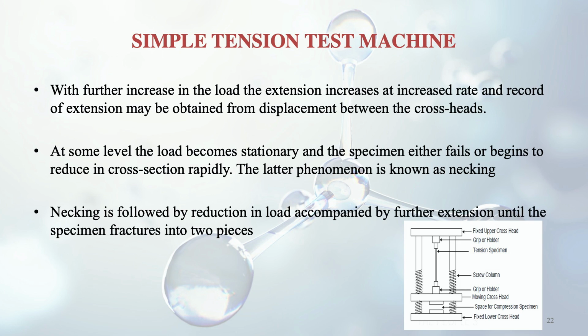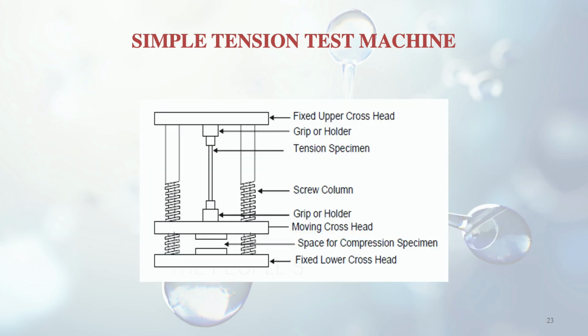At some level, the load becomes stationary and the specimen either fails or begins to reduce in cross section rapidly. This phenomenon is known as necking. Necking is followed by a reduction in load accompanied by further extension until the specimen fractures into two pieces. So here is the simple tension test machine.